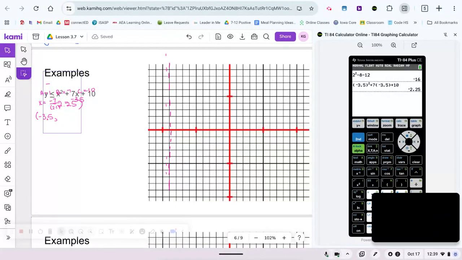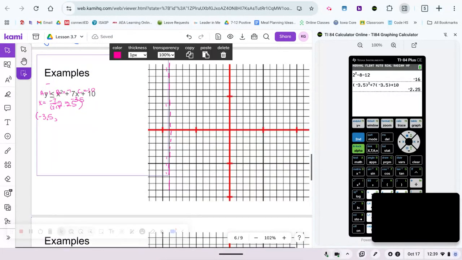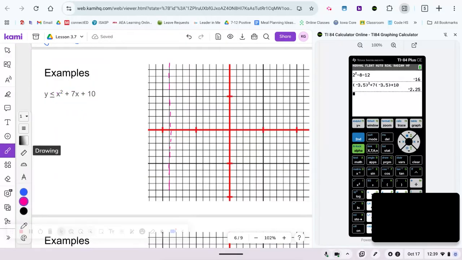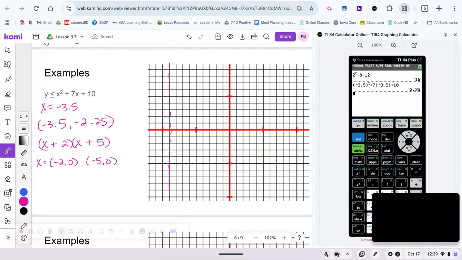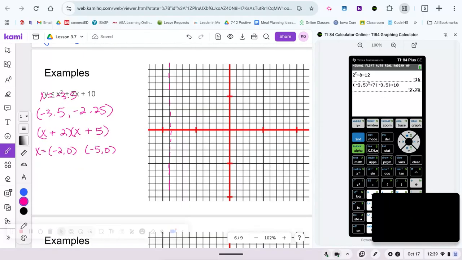Okay, let's see if I can get this fixed. I'm going to factor again for my x-intercepts. Factors of 10 that add to 7 are 5 and 2. Sign chart says they're both plus. So my x-intercepts are at negative 2, 0 and negative 5, 0. It is going to be a solid line.